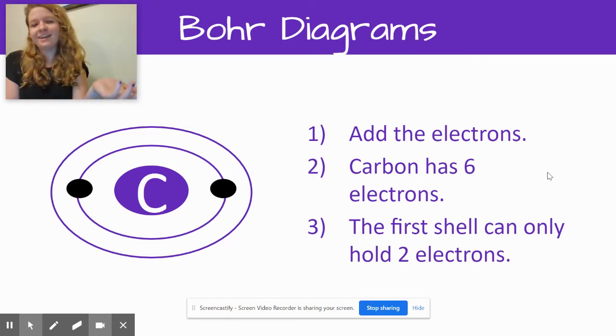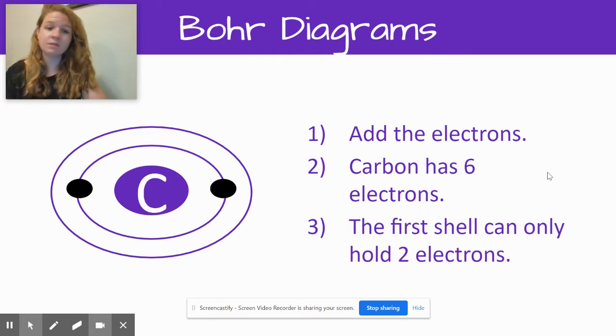Now, here comes kind of the fun part. You're going to add the electrons. So we know that carbon, we've already looked it up on our periodic table, carbon has 6 electrons. We know that the first shell can hold 2 electrons. So in that first energy level, you're going to make 1 electron, 2 electrons. Now electrons, since we learned on Tuesday that opposites attract, they like to stay far apart. So that's why you always write them on either side. So you have your first shell, 2 electrons.